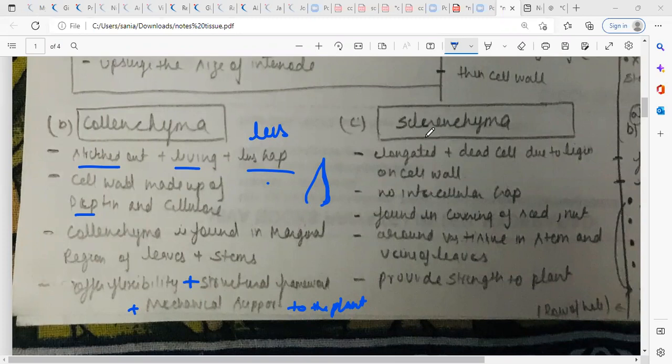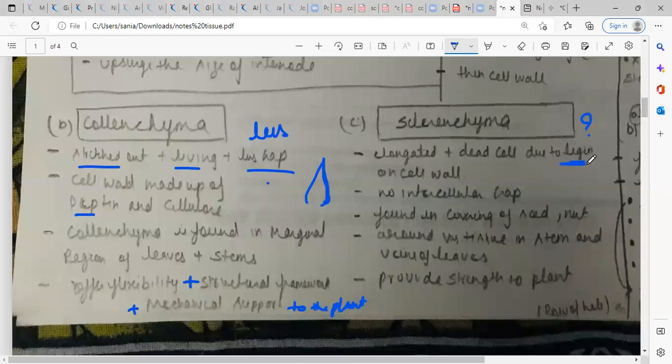Okay. Now coming to the next, which is sclerenchyma. Sclerenchyma is basically elongated, and it has dead cells. Collenchyma and parenchyma have living cells, but here there are dead cells. Why? In a 1 mark question they can ask why everyone has living cells but sclerenchyma has dead cells. Due to lignin on the cell wall.